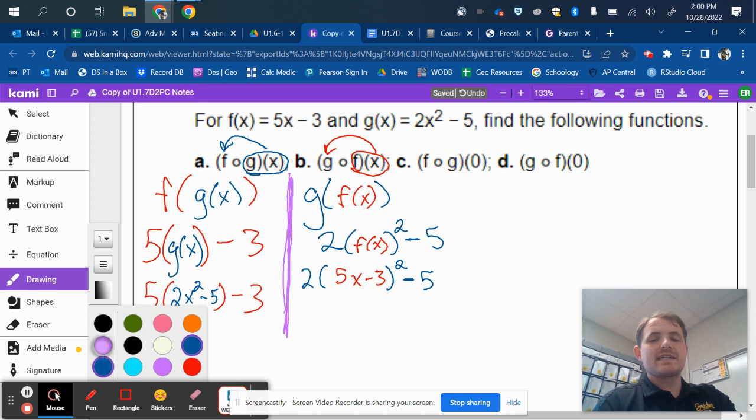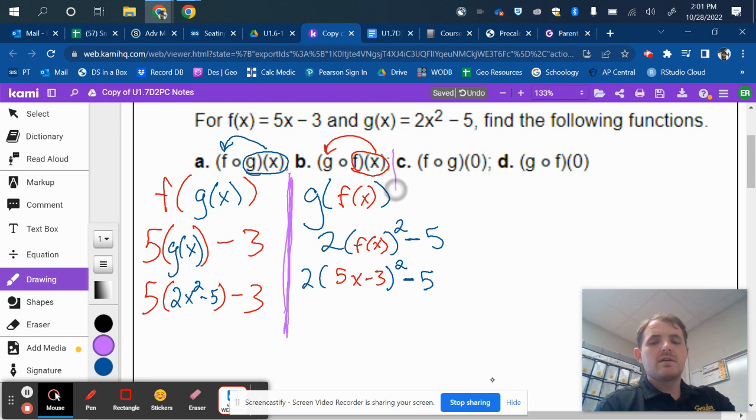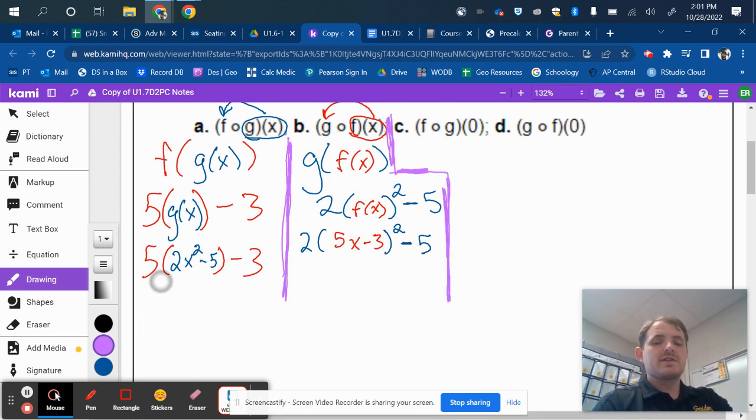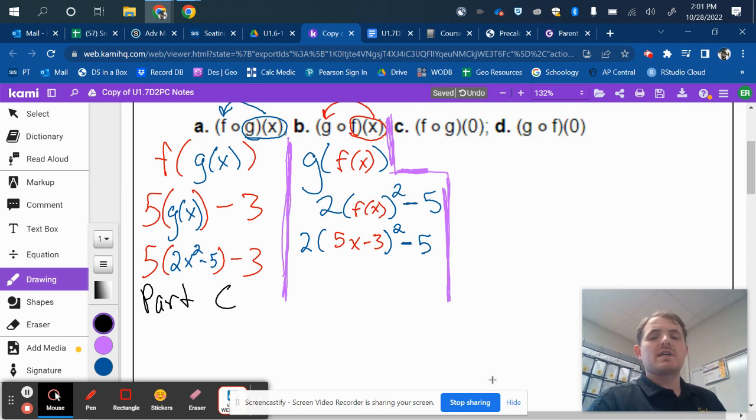Now, why are parts C and D a little different? Great job. 0 replaced x. So you're literally doing everything the same, except you're going one step farther. So under part A, I'm going to write part C. I'm literally doing the exact same thing. What would be my next step to complete part C?